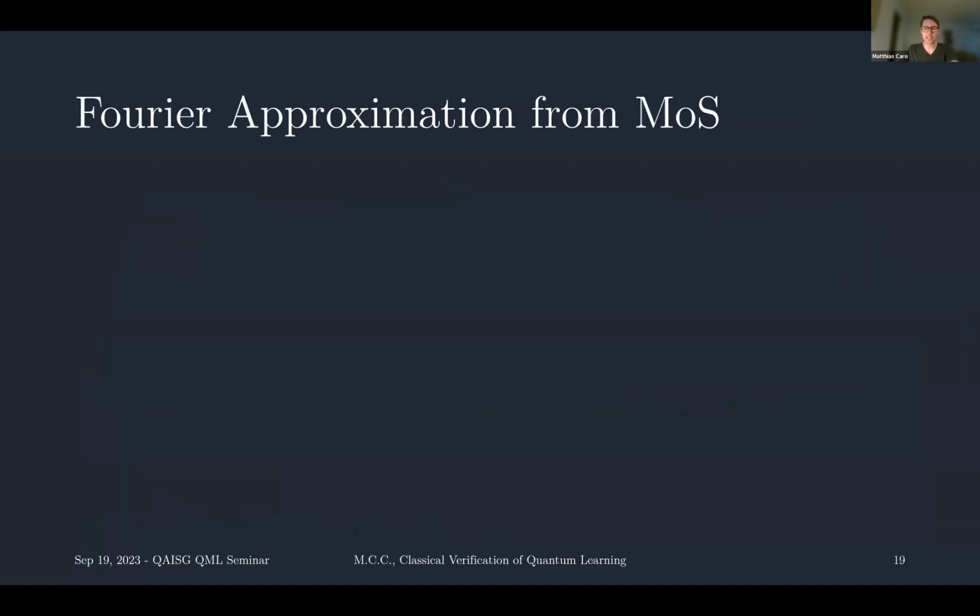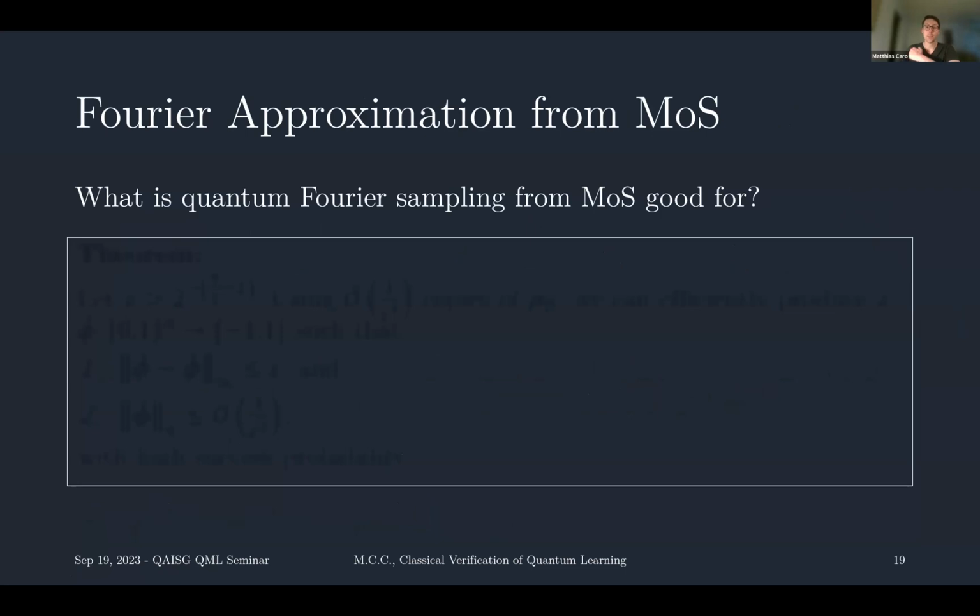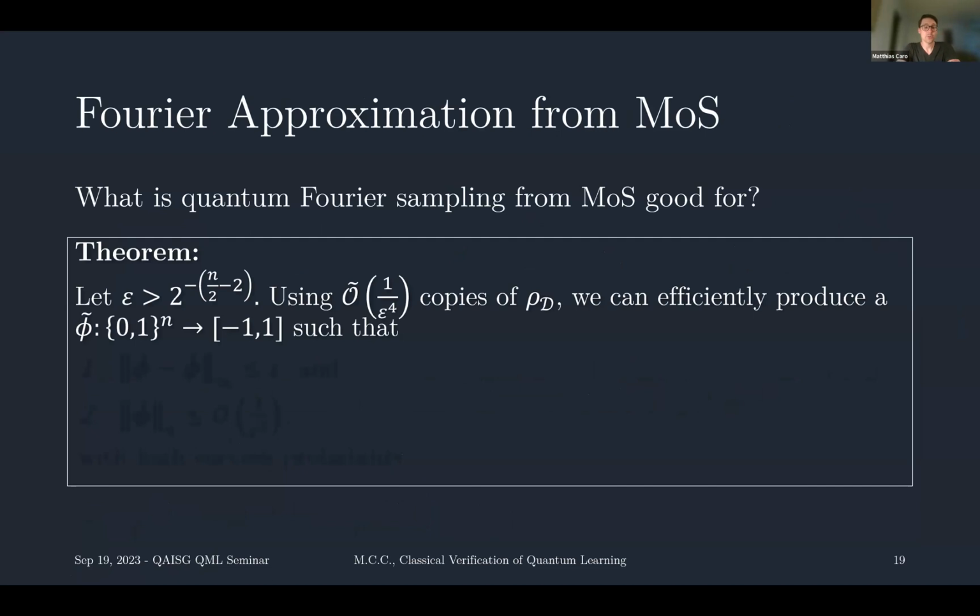So why am I so excited about quantum Fourier sampling? The reason why I'm excited about it is that with that subroutine, we can approximate Fourier spectra. So what I mean by this is the following. First of all, we're going to look at an accuracy that's not ridiculously small. So it's not, as you see here, 2 to the minus n half minus 2. And now what we show is that if you have 1 over epsilon to the 4 copies of a mixture of superpositions example, then we can efficiently produce an estimate of the Fourier spectrum.